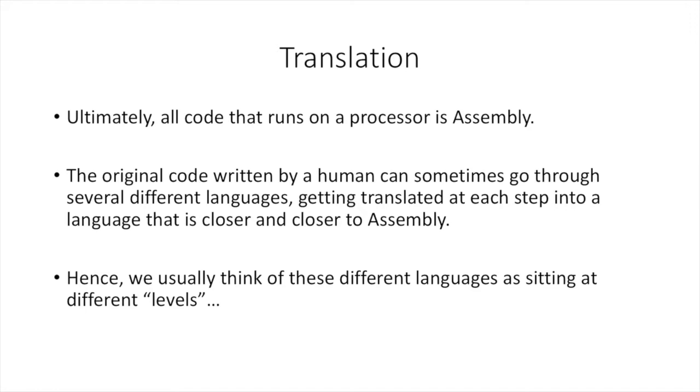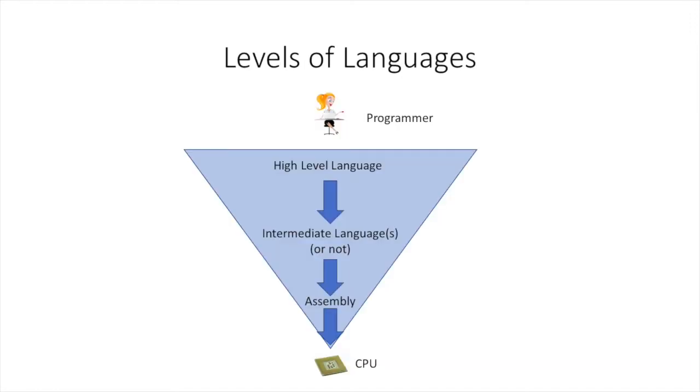Because there might be different levels of translation, we consider that these languages sit at different levels. So you could imagine that there's you, the programmer, at the top, and then you're writing in your high-level language, which we'll see some of the names of those languages in a minute. And then this may be translated into what's called an intermediate language, sometimes also called an intermediate representation, which is just another language that is closer to assembly, but is not quite assembly, that can be optimized a little bit easier by the computer. We'll see a little bit about this in a minute. And then eventually your program is translated into assembly instructions that go directly to the processor so they can run.